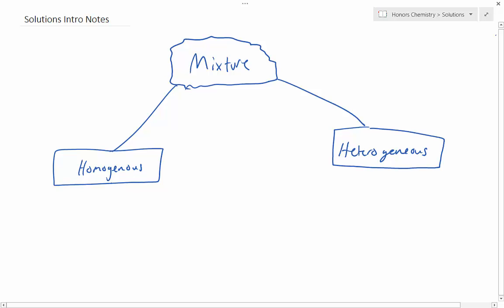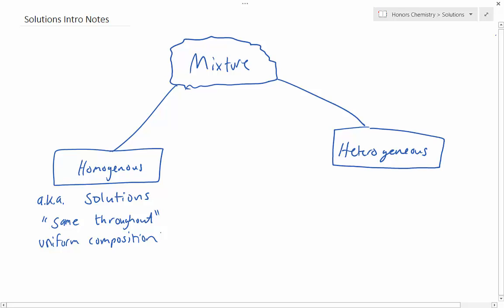So homogeneous mixtures have another name in chemistry, and they are also known as solutions. Homogeneous mixture, solutions. The word homogeneous means same throughout. Homo means same, geneous means throughout. So homogeneous literally means that your mixture is the same throughout. Another way to think about a homogeneous mixture is that it has uniform composition.